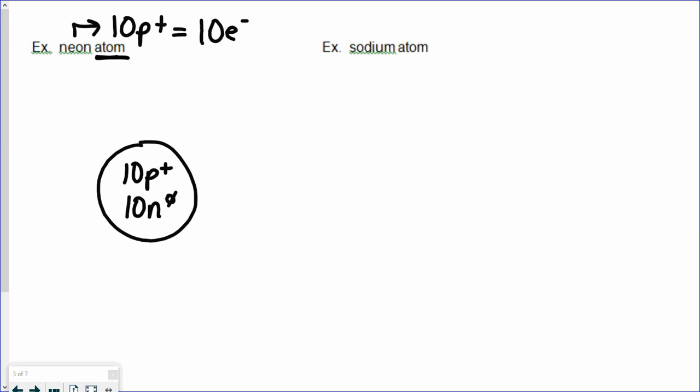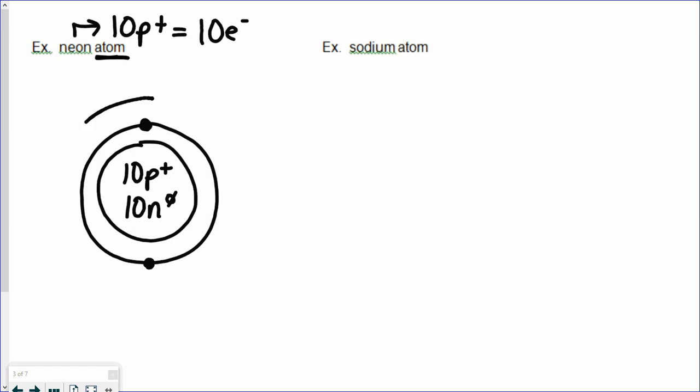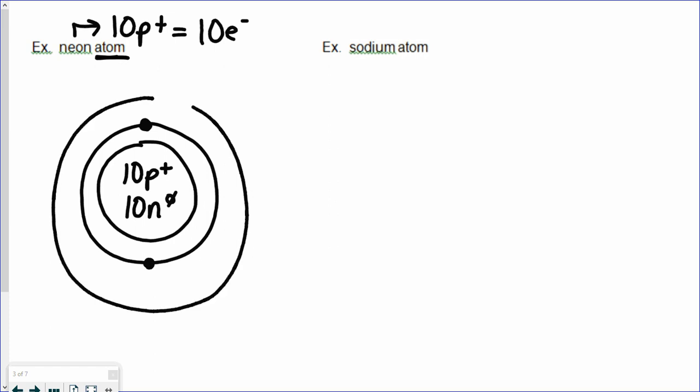Now I need to represent my 10 electrons. So 2 fit in the first shell, and then our second shell can fit 8. Which is nice because we've already represented 2, so we need to use all 8 in the next shell. And again, they pair kind of separately. So this is our Bohr diagram for neon.